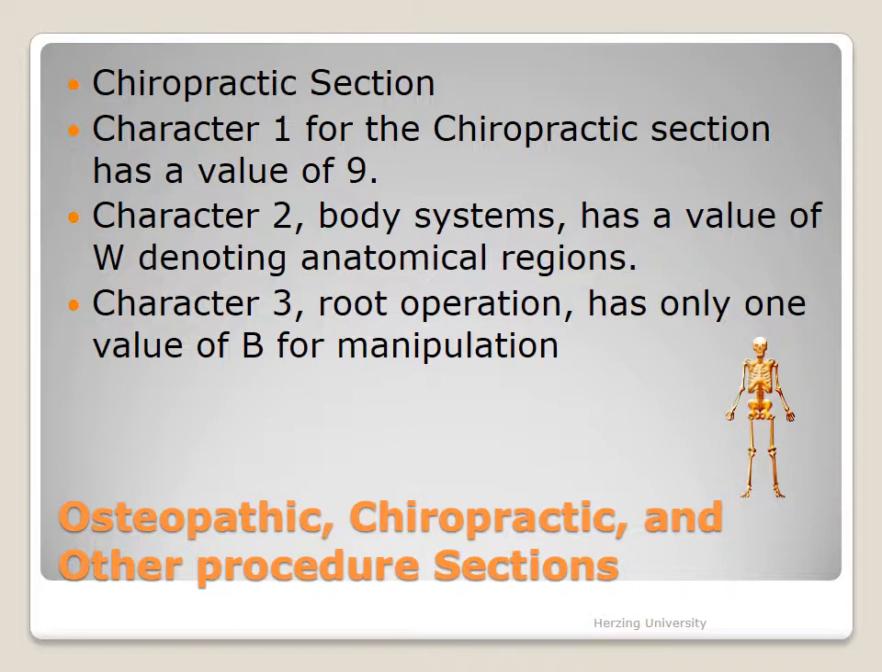The second character position is identified by a W, anatomical region. The third character value for the root operation has only one value of B, for manipulation. And manipulation is a manual procedure that involves a direct thrust to move a joint past the physiological range of motion without exceeding the anatomical limits.